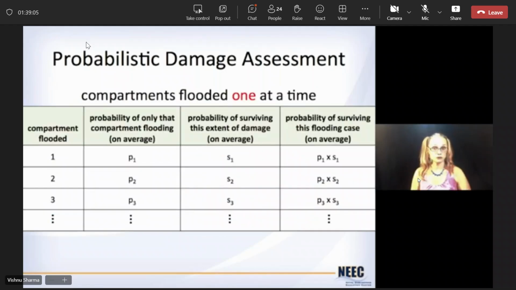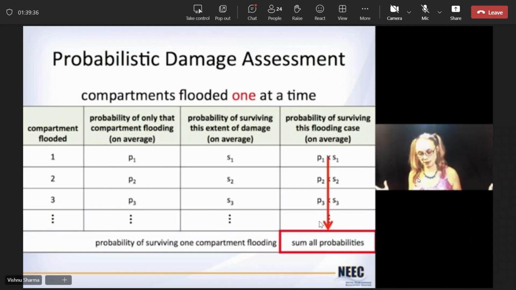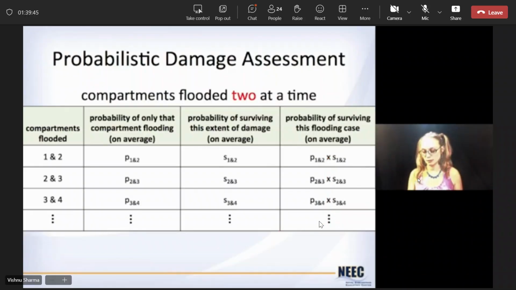All right. So to do this for your ship, you're going to make big, giant tables. We love tables. The first thing is to look at the compartments flooding one by one. Look at compartment 1. Figure out the probability that only compartment 1 is going to flood, and the probability of surviving compartment 1 being flooded. If you multiply those two together, it's P1 times S1. That's the probability that you will survive compartment 1 being flooded. Do the same thing for compartment 2, compartment 3, however many compartments you've got. Add all those together, and that's the sum of all the probabilities. So that's the probability that you will survive any one compartment being flooded. Okay? Fair enough.